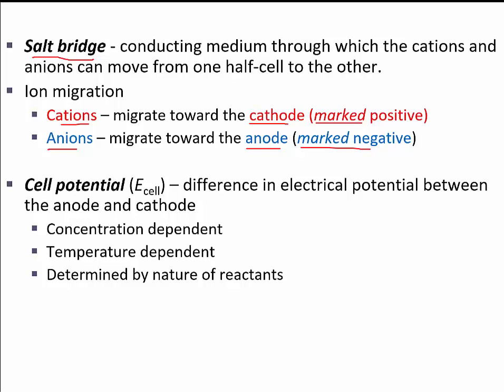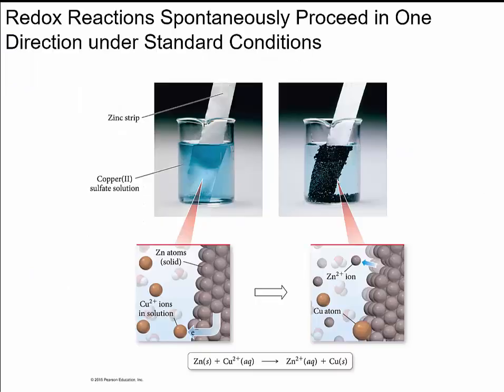Cell potential is the difference in the electrical potential between the anode and the cathode. It's going to be concentration dependent, it's going to be temperature dependent, and it's going to be determined by the nature of the reactant. So some things are just going to give you more voltage than other things. If we look at the redox reaction, that's going to proceed spontaneously in one direction under standard conditions. So standard conditions, remember, are going to be 25 degrees C, 1 atmosphere pressure for all gases, 1 molar concentration for all liquids.